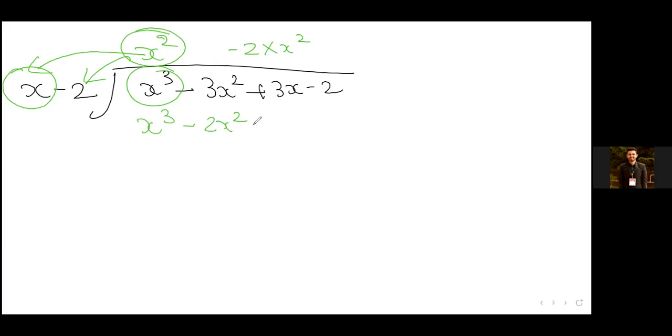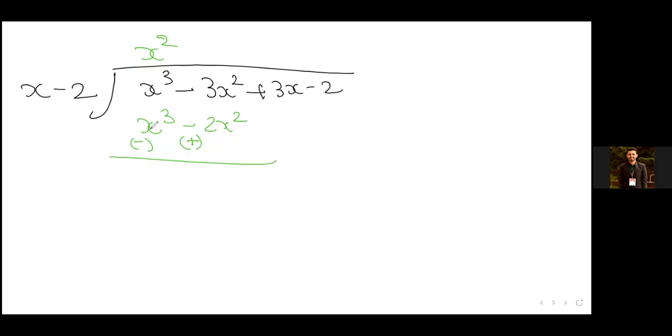Just write it over here. Then again you need to do the simplification, just reversing the signs, and this is plus and this is minus. The minus is greater, minus 3 here. This will be minus x square. Then take these two terms downwards, that is plus 3x minus 2.